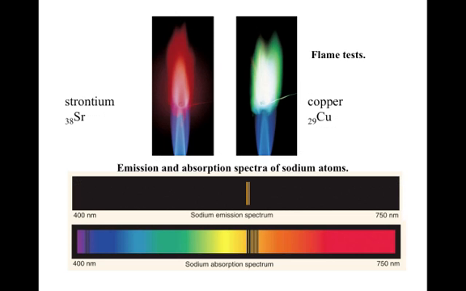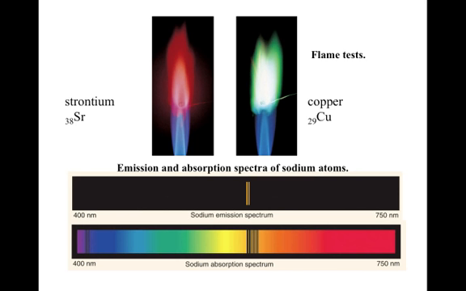So here's an example of what we can do. We can actually take elements and we can excite their electrons. So here we have a flame test. This is going to be like a lab we do later this week. And we're going to put certain elements, certain ions of those elements in a flame. And as we heat them, the electrons inside that element get excited. And as they're excited, they move up to a higher energy level.